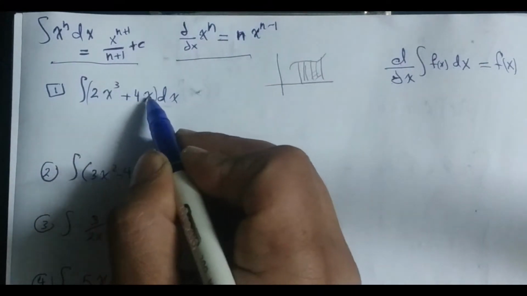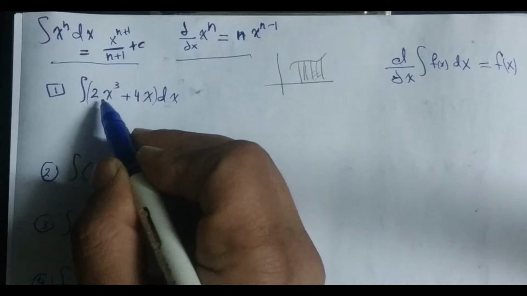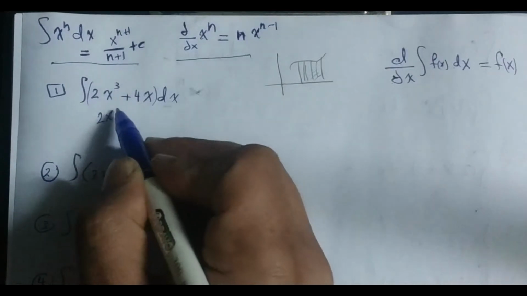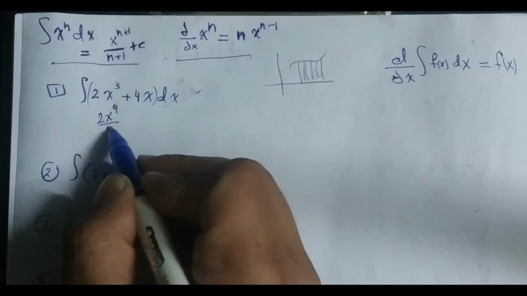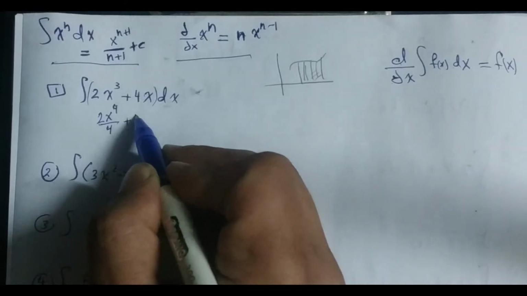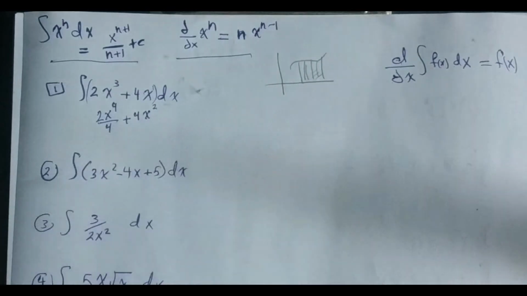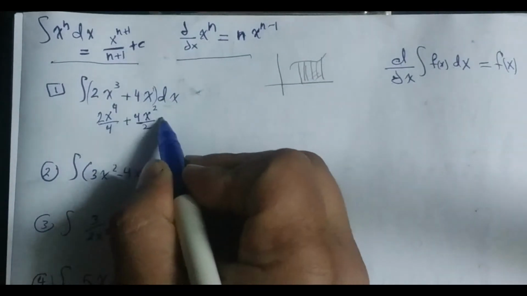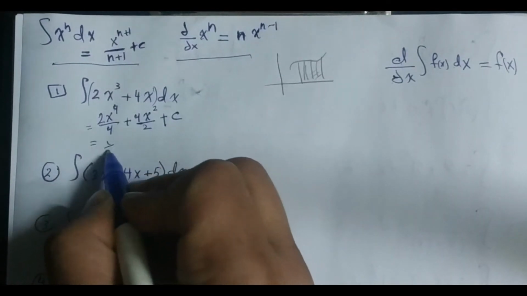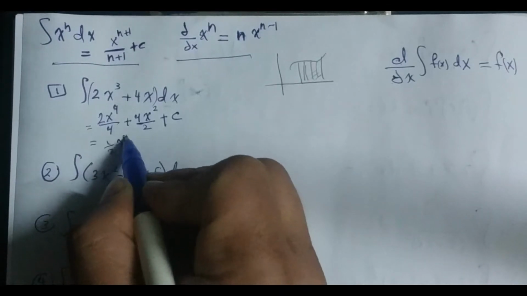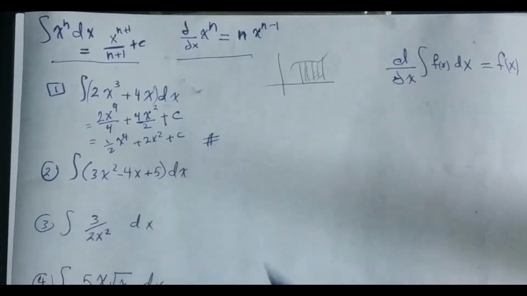2x^3 plus 4x. The 2 is a constant, a coefficient of x, so it stays as it is. x to the power 3 will be 4, and divide by the new power 4, plus 4x to the power 1. We add 1, it will be 2, and divide by the new power, plus constant. So the result, by simplifying, will be half x^4 plus 2x^2 plus constant. To the next example.